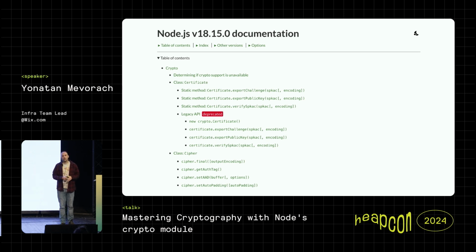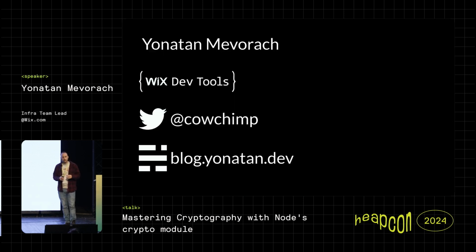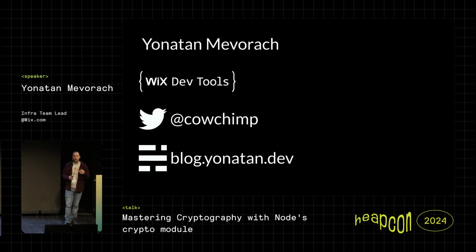So I want to explain the basic concepts, the fundamentals of cryptography. But in order to keep it practical, we'll actually see code examples from the crypto module of how to actually do it with Node.js and JavaScript. So let's get started. My name is Yonatan Mevorach. I'm from Wix.com. I work in their DevTools group, which builds developer tooling. And this is where you can find me online.